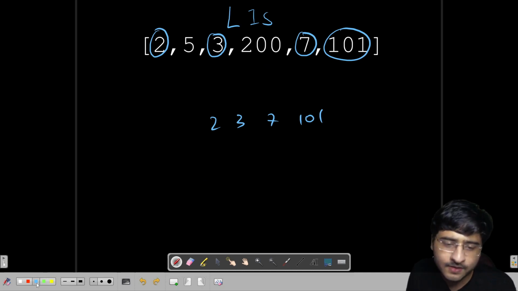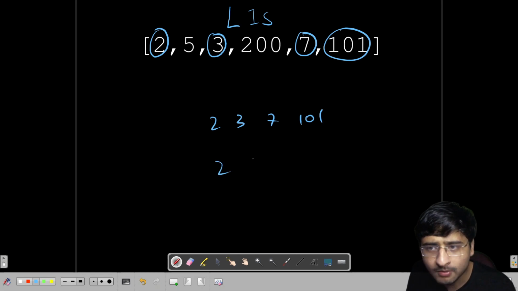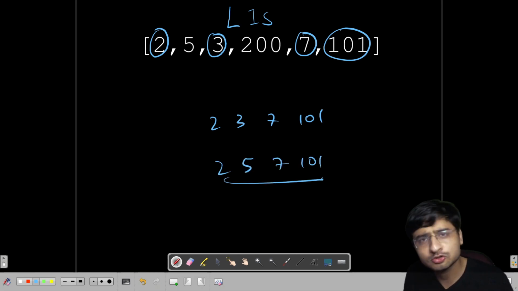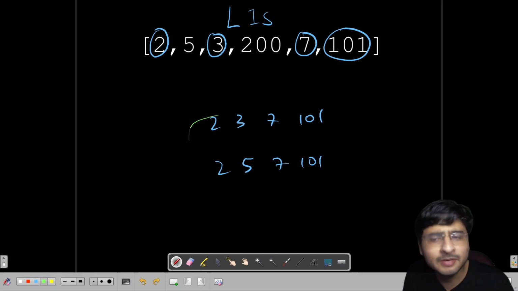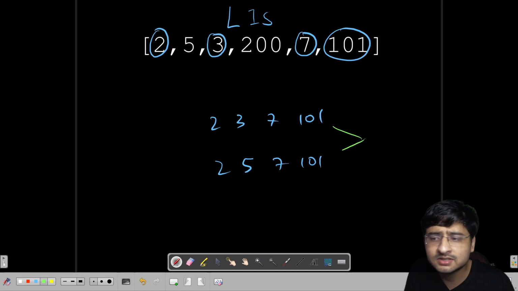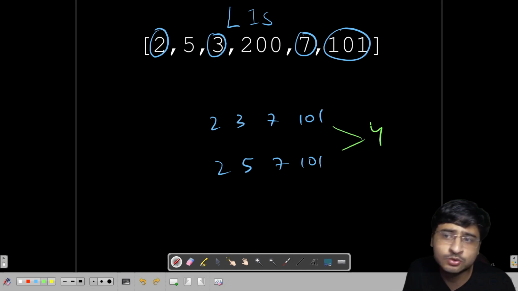And yes, if you are wondering whether 2, 5, 7, 101 is also a longest increasing subsequence, yes, that is also one of the longest increasing subsequences. There can be multiple longest increasing subsequences of equal length. But the only thing we are concerned with is the length of the longest increasing subsequence. This you have to return from the array itself.